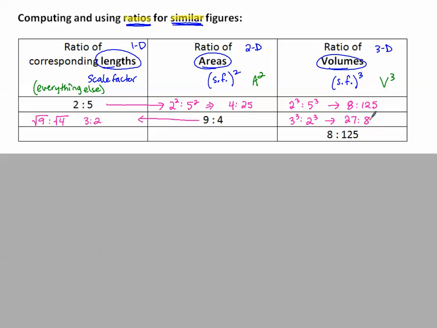How do I get from volume? Always go back to the first dimension, scale factor. So if going from squared to not squared is square root, going from cubed to not cubed is cube root. Cube root of 8 and cube root of 125. Pull out your calculator and see how to do that.